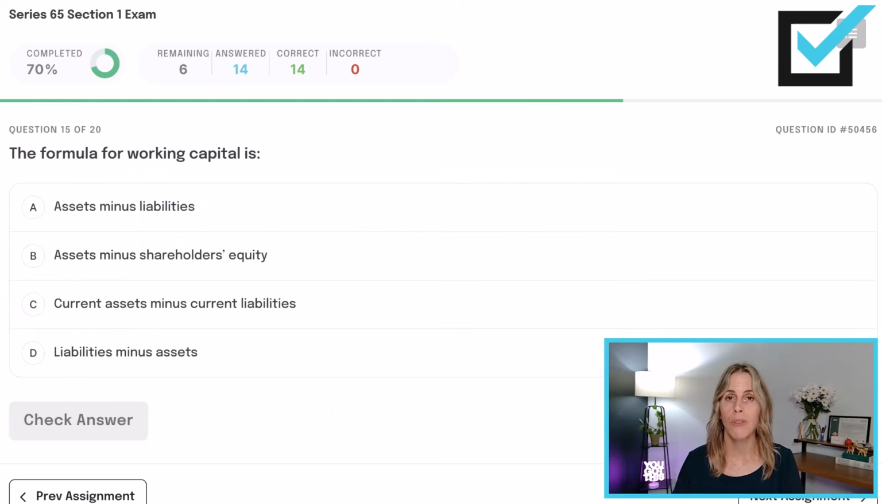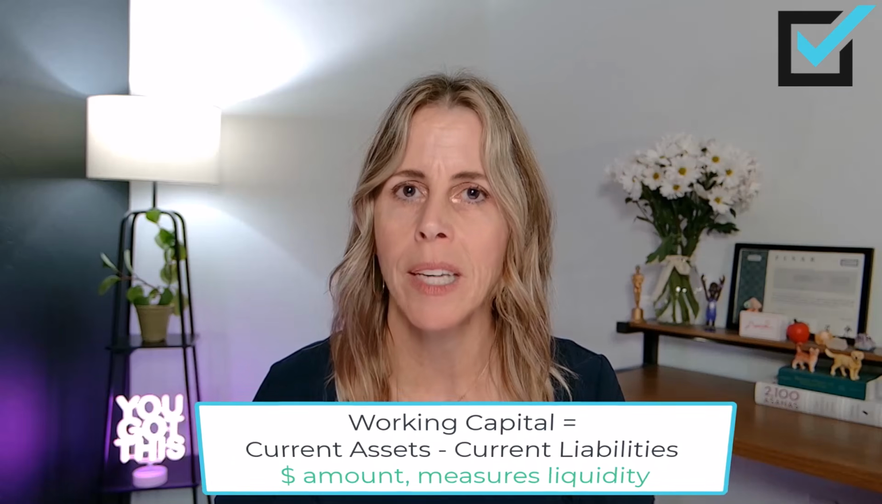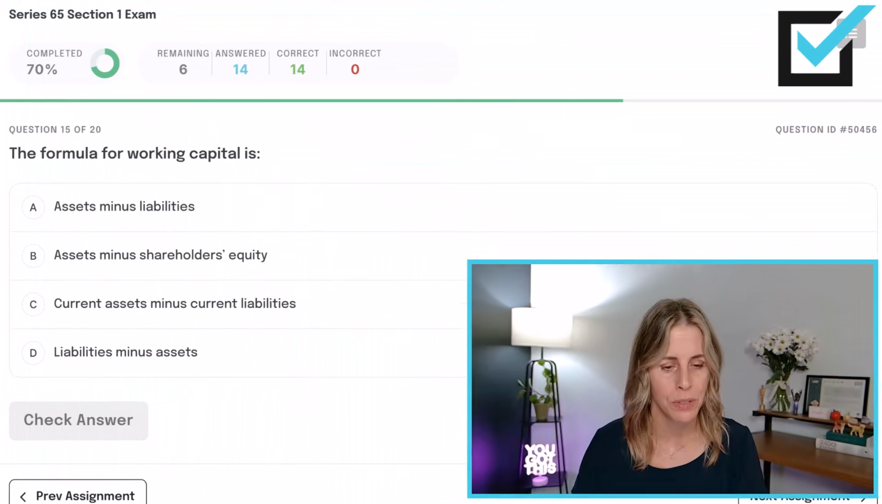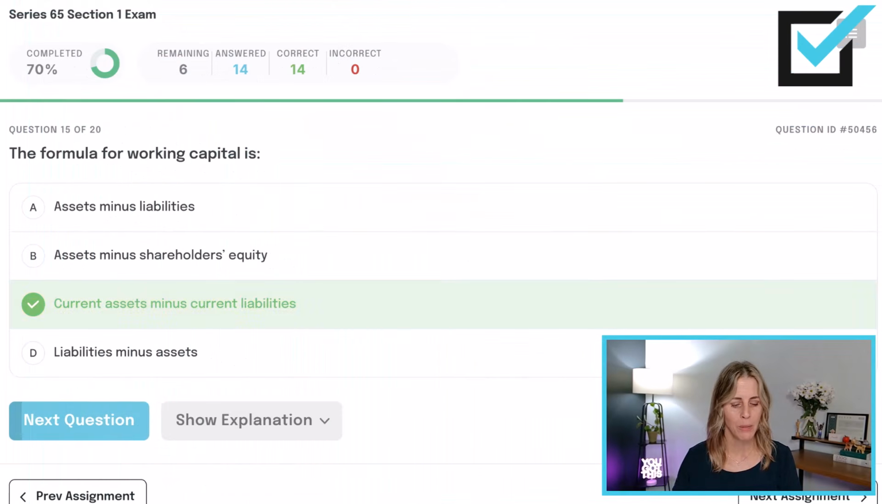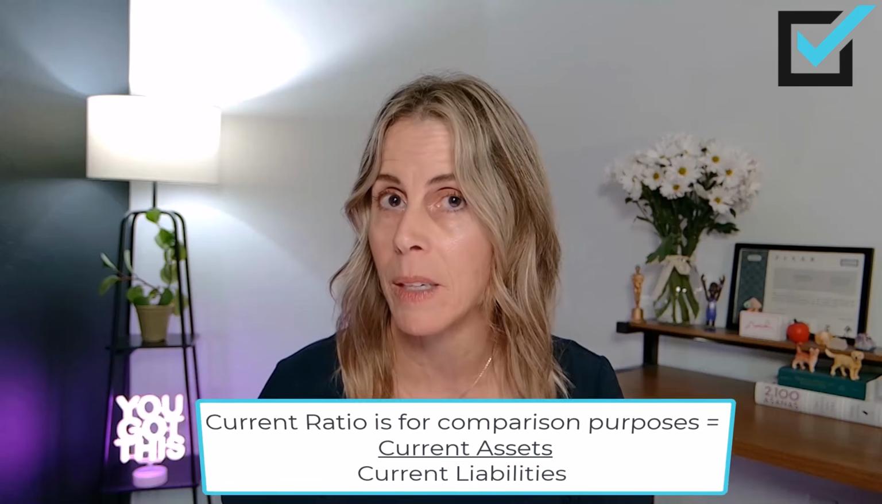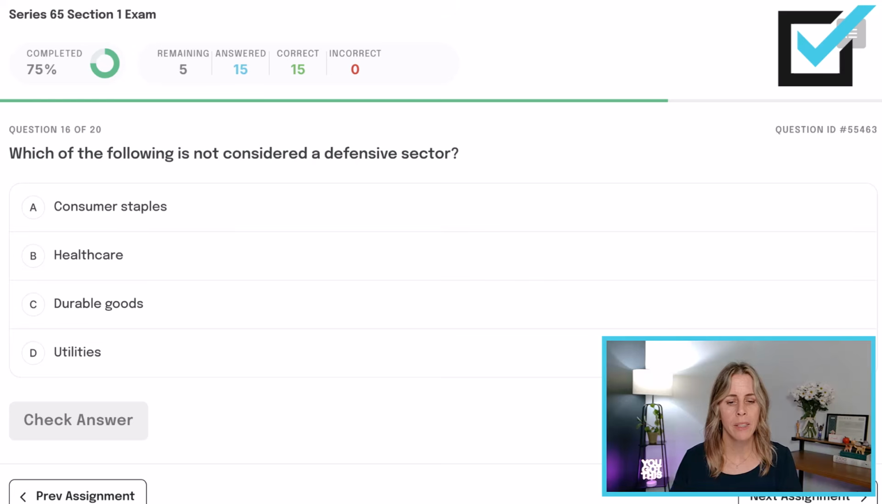The formula for working capital is... Working capital is a formula that is found from some numbers on the balance sheet. It is current assets minus current liabilities. It is a dollar amount. It's not good for comparison purposes. If you want to compare from one company to another, you want the current ratio, which is current assets divided by current liabilities. Which of the following is not considered a defensive sector?